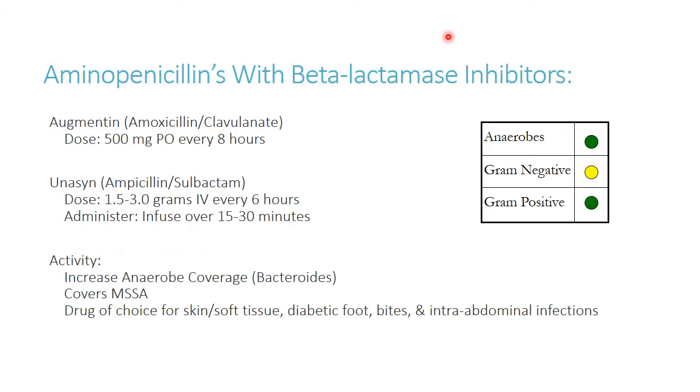So here we're going to talk about the aminopenicillins with a beta-lactamase inhibitor. The primary ones we're going to talk about in this case are going to be Augmentin, which is amoxicillin plus clavulanate, and Unasyn, which is ampicillin plus sulbactam. I know this is a little backwards from what I said I would normally do, but this is how it is.